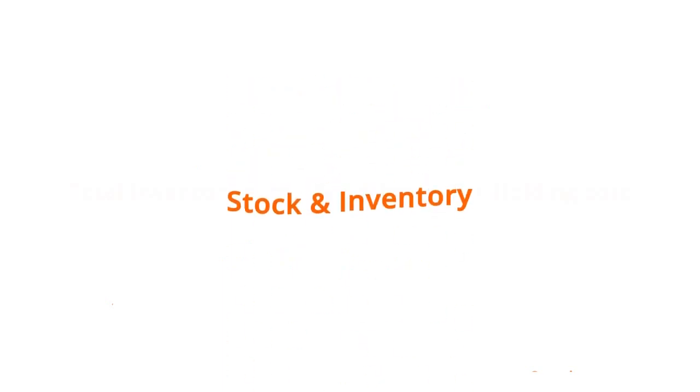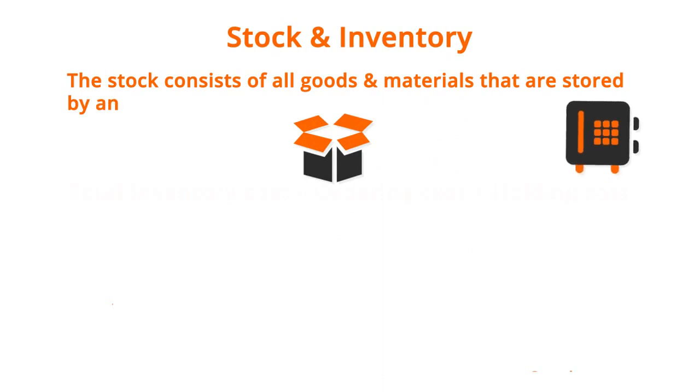Now let's take a look at what stock and inventory means in our businesses. What is a stock? The stock consists of all goods and materials that are stored by an organization. It is a store of items that is kept for future use. This is a finished product that is sold by the business. In some cases, the stock is also the raw material if the business also sells those products to its customers.